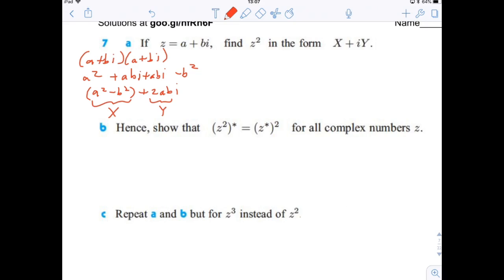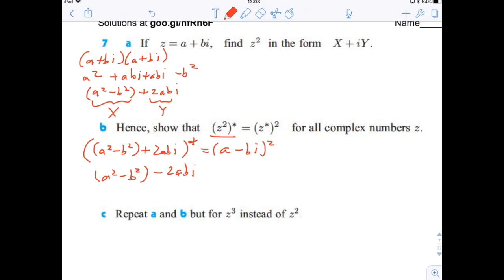Okay, so I'm going to take a squared minus b squared plus 2abi, and I'm going to take the conjugate of that. The real part's going to stay the same, and then the imaginary part is going to become minus 2abi. And then I can compare that to a minus bi squared. That's going to be equal to a squared minus abi minus abi plus b squared.